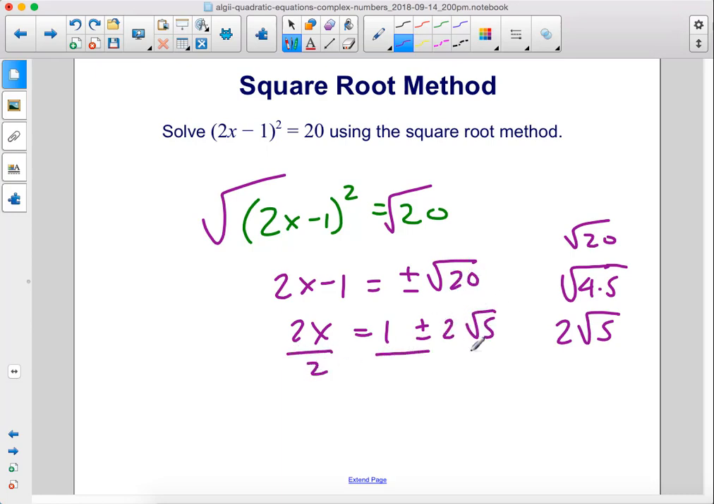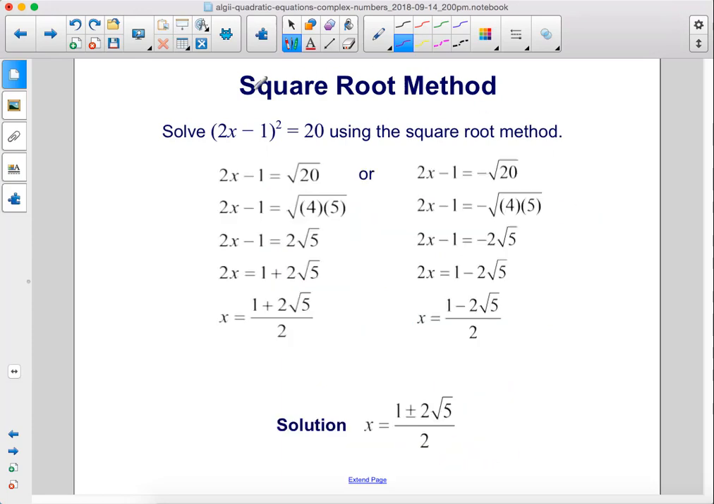Then we'll divide both sides by 2, and we get x equals 1 plus or minus 2 times the square root of 5 over 2. All right, so right here you can see that 2x minus 1 equals positive square root of 20 or the negative square root of 20. So you can solve those both separately, but at the end we get x equals 1 plus or minus 2 times the square root of 5 over 2.